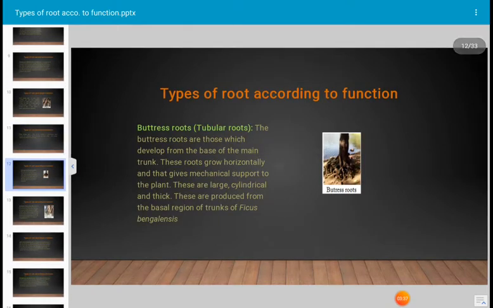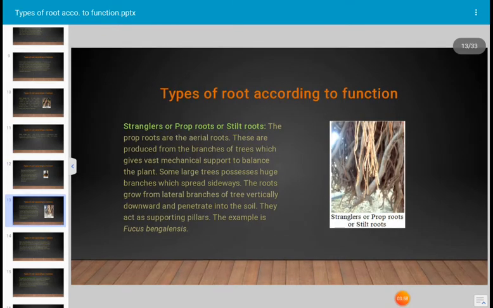Buttress root. The buttress roots are those which develop from the base of the main trunk. These roots grow horizontally and that gives mechanical support to the plant. These are large, cylindrical and thick roots. These are produced from the basal region of the trunks of ficus tree, and buttress roots are formed only in trees.